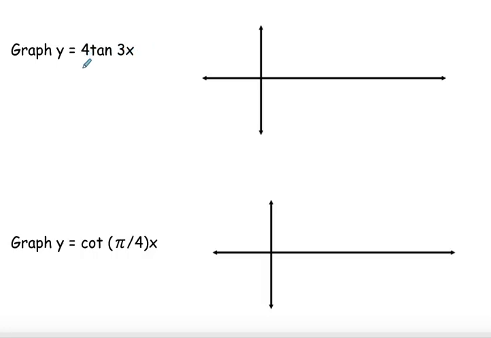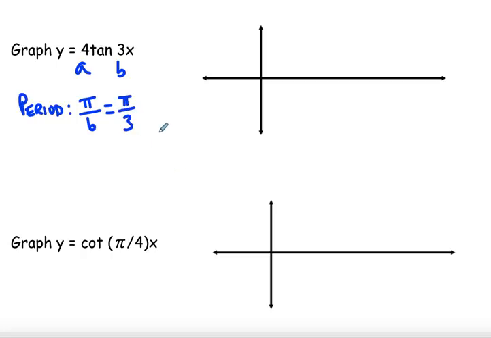So again, 4 is the amplitude. This is the b value. So when you go to figure out the period, it's not going to be 2 pi over b, it's just going to be pi over b, because pi is the parent function's period for tangent. So in this case, the period will be pi over 3.